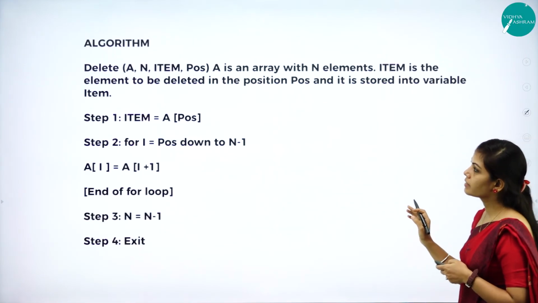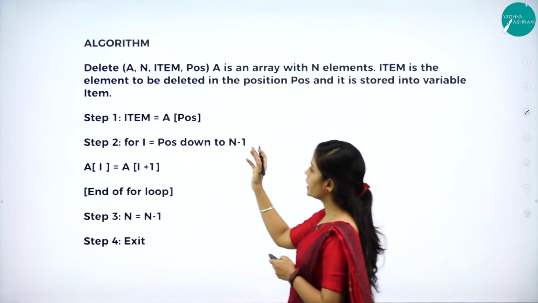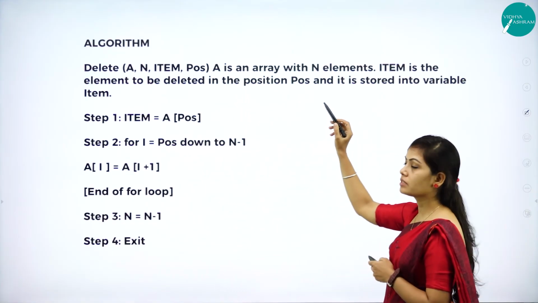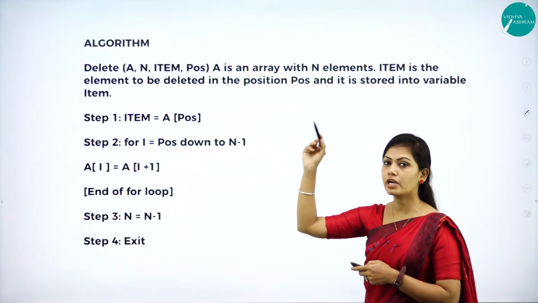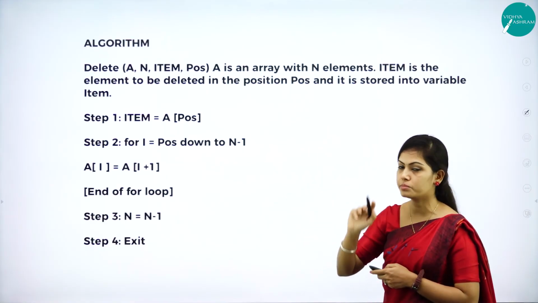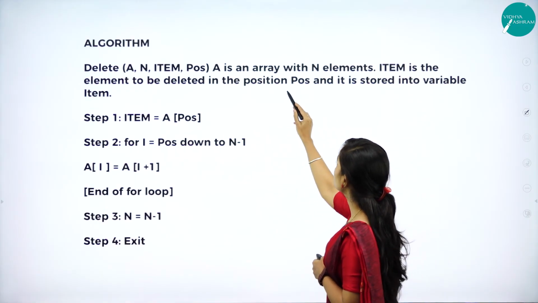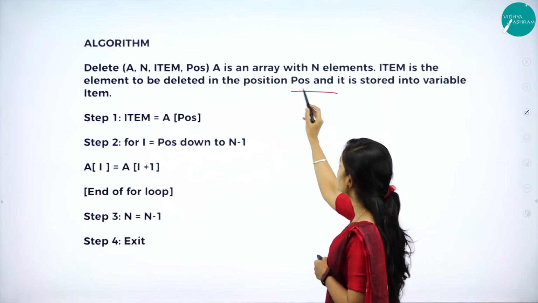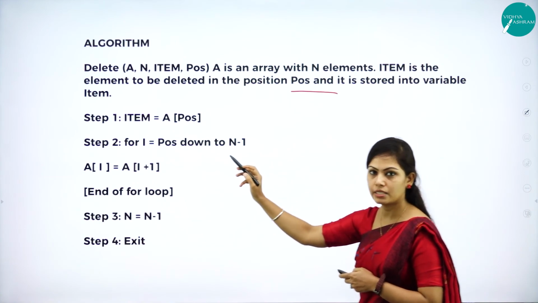Example, how to write the algorithm. Algorithm for deletion operation. Here A means an array. A is an array with n elements. Item is an element to be deleted. Here we are going to delete one item from the given array. Item is the element to be deleted in the position POS. The position in which you are going to delete an item is called POS. And it is stored into the variable item.